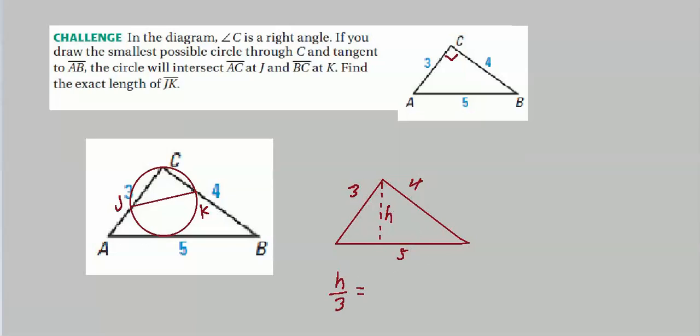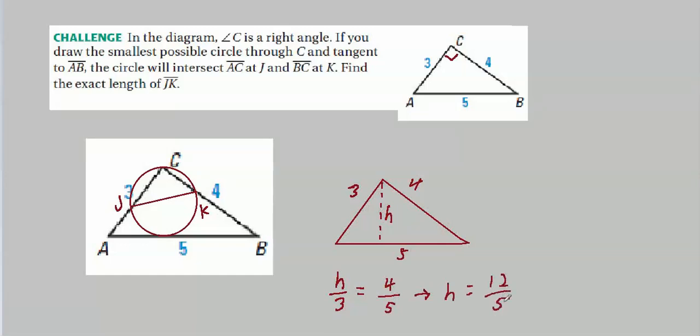These work out much better if I don't get confused. We have H over 3, that's the longer leg over the hypotenuse for this triangle. Well, the longer leg here is 4, and the hypotenuse is 5. That leads to H equals 12 over 5.